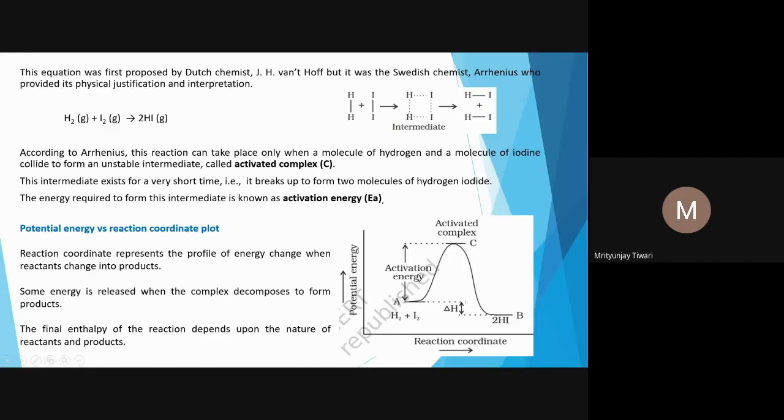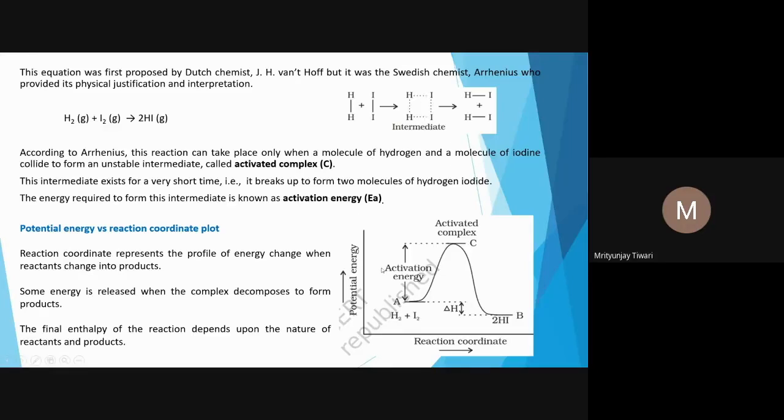Later on, the H–H bond and the I–I bond get broken completely, and two H–I bonds get formed, so we see the formation of two HI molecules. The energy required to form this intermediate, the activated complex, is the activation energy. These molecules already had certain energy, and some extra energy is required from there, and that required energy we call activation energy.